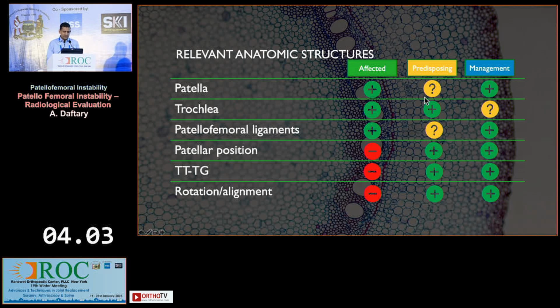The predisposing factors are almost all of these. For now, we're not very excited about patellar shape, but maybe we will be. Definitely excitement about the trochlear morphology, and the status of the patellofemoral ligaments, whether they're developmentally or acquiredly abnormal. The patellar position in the craniocaudal direction, the TT-TG distance, and the rotation and alignment are all supposedly predisposing factors. And when it comes to managing, obviously, as Clement described again, trochleoplasty is something that some people go more towards. But otherwise, all the structures fall into the category of being potentially manageable.